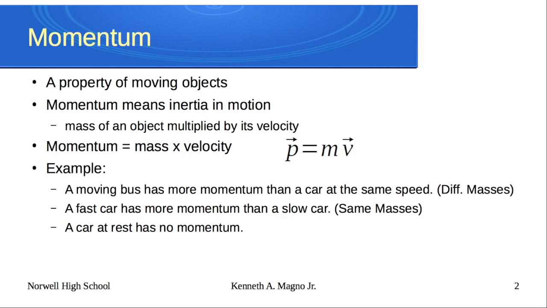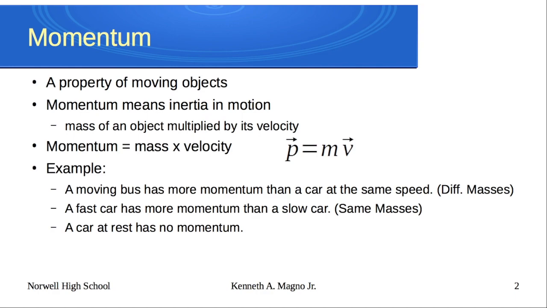So momentum is a property of a moving object. Okay, so it's basically inertia in motion. So momentum, that's exactly what it means. It means inertia in motion. So it's going to be the mass of an object, its inertia, multiplied by its velocity. We're going to use a lowercase p with an arrow to represent momentum. m is mass, and then velocity is represented by v.